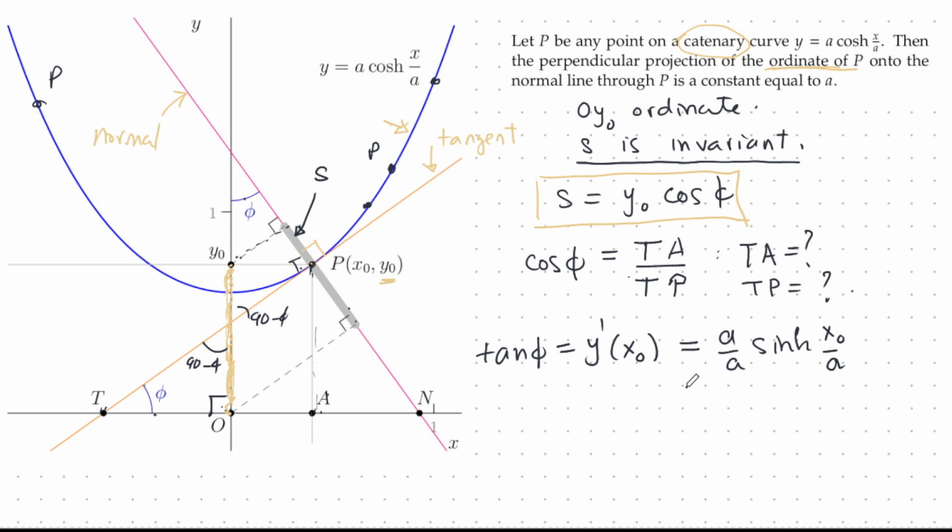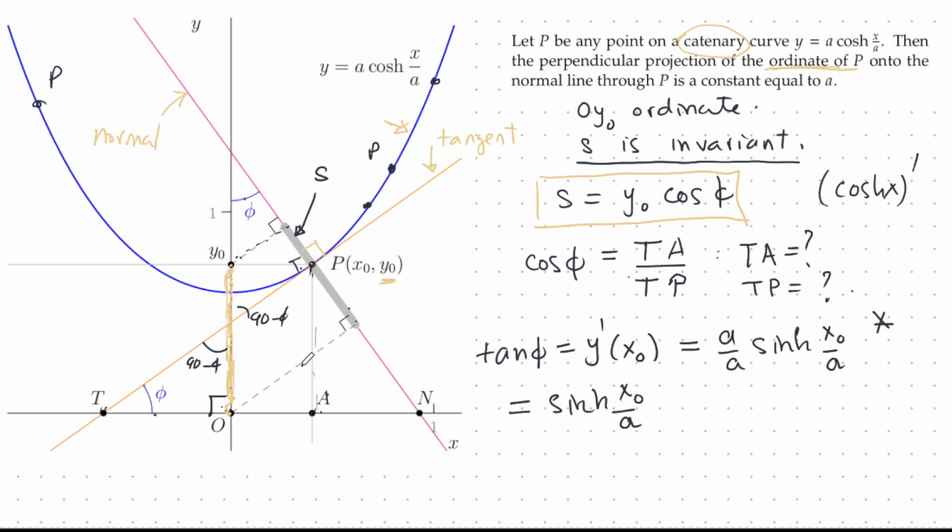That's another exercise you can do: find the derivative of cosh x, and you'll see it's sinh x. So this is sinh of x0 over a.